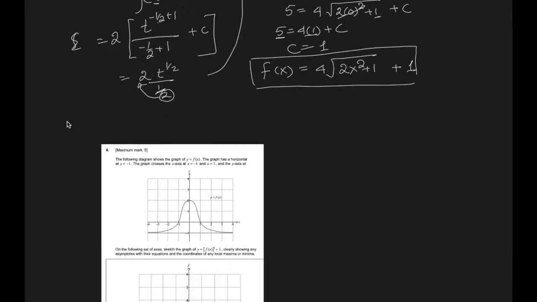Alrighty, let's go to question number 4, which is here. The following diagram shows the graph of y equal to f(x). It is a different f(x) because it is a different question. The graph has a horizontal asymptote at y equal to -1. We can see that here. The word asymptote is not written here. We can write it here.